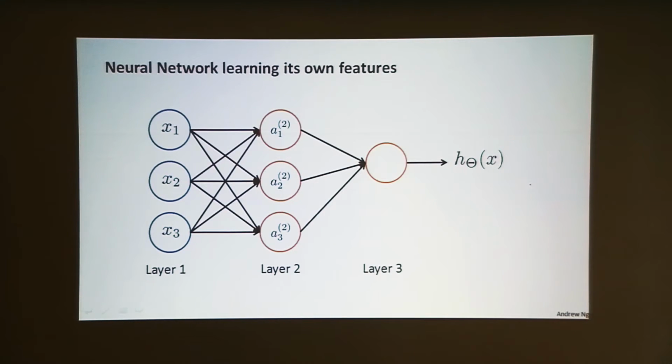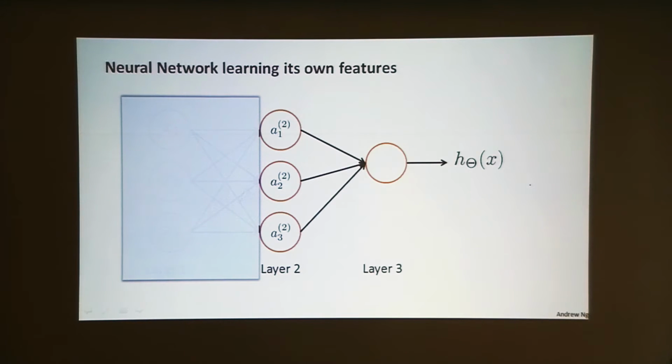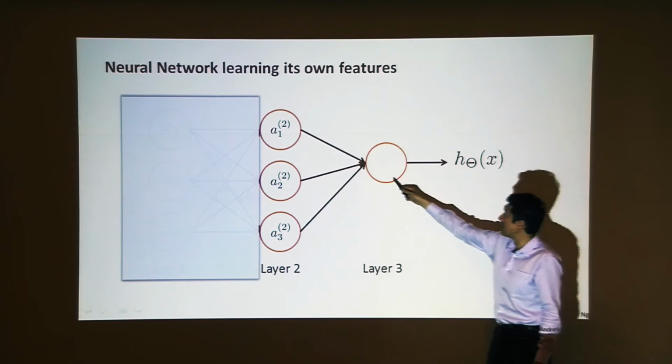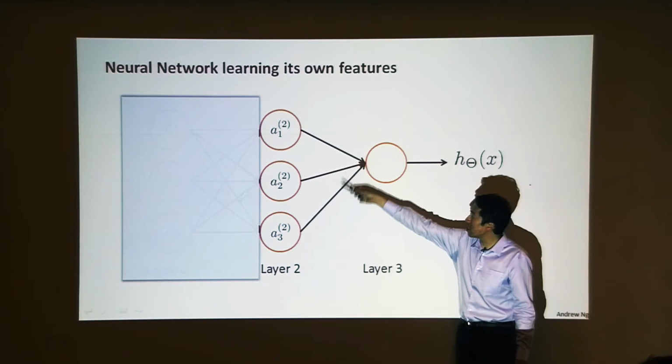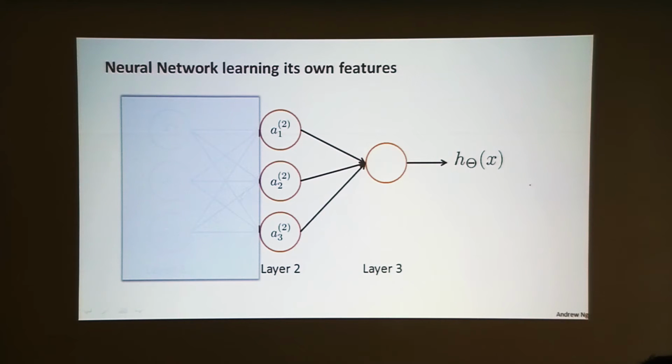There are different ways of thinking about what neural networks do. One way I like to think about it is that a neural network is an algorithm that can learn its own features. So here's what I mean. Let me take this neural network and cover up the left half of it. Each of those yellow circles represents a logistic regression algorithm. So if you look at what this neural network is doing, h of x is logistic regression applied to the features A1, A2, A3.